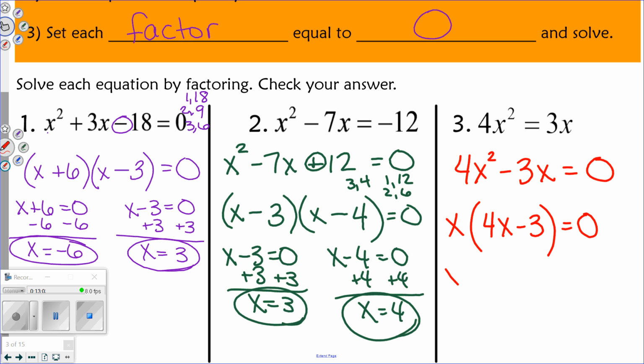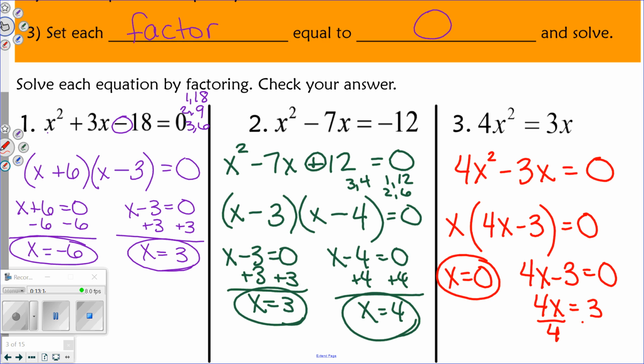So x equals 0. That's an easy one. And then 4x minus 3 equals 0. So add 3, then divide by 4. So we get 0, and then we get 3/4. There are 2 answers. And that's what happens every year. People are like, I don't know what to do with that. I'm like, oh my gosh, GCF, then you're done. It's the easiest one I could give you.